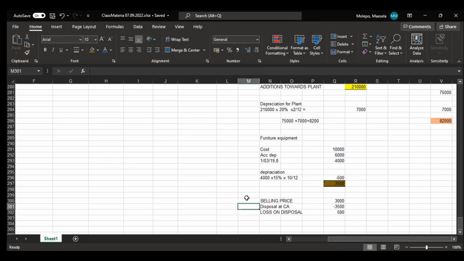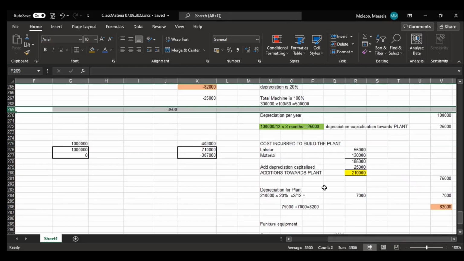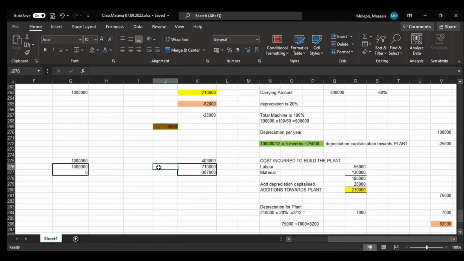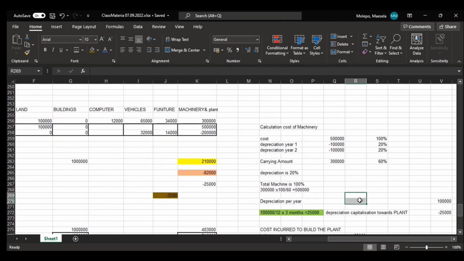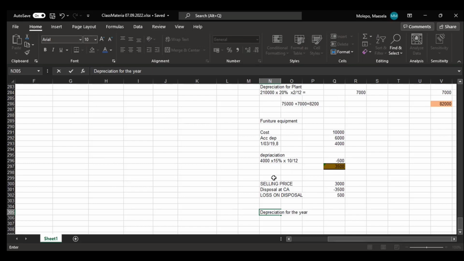The question is interesting. We're not going to finish it, but it's interesting. Let's continue. So we have the 3.5 that we sold, ne? We are all happy about it. Now, let's calculate depreciation for the year in respect of the furniture.